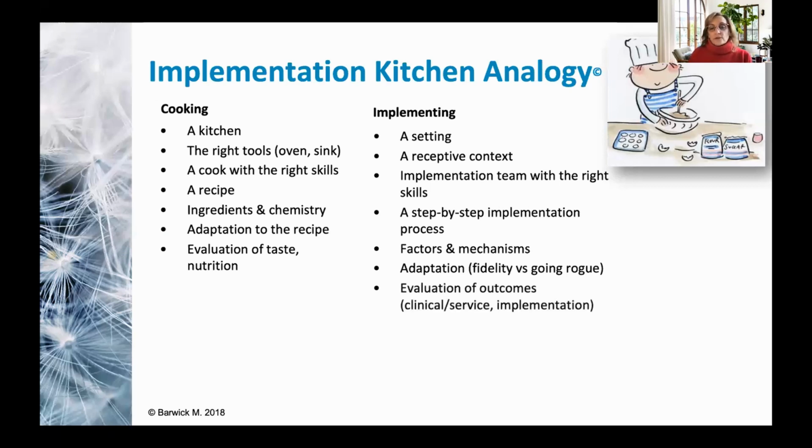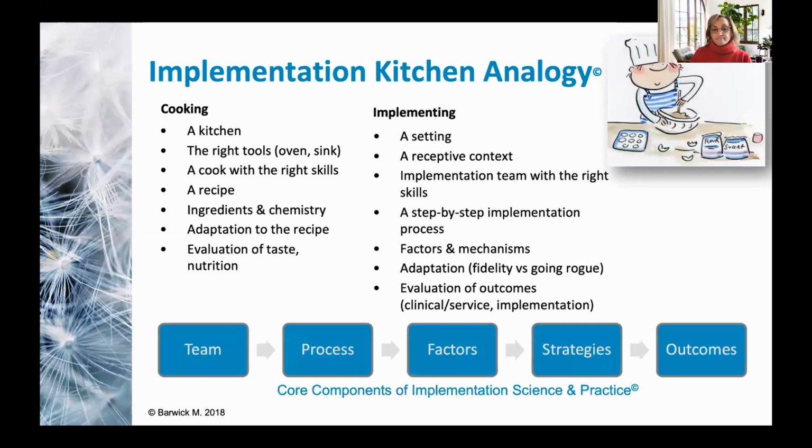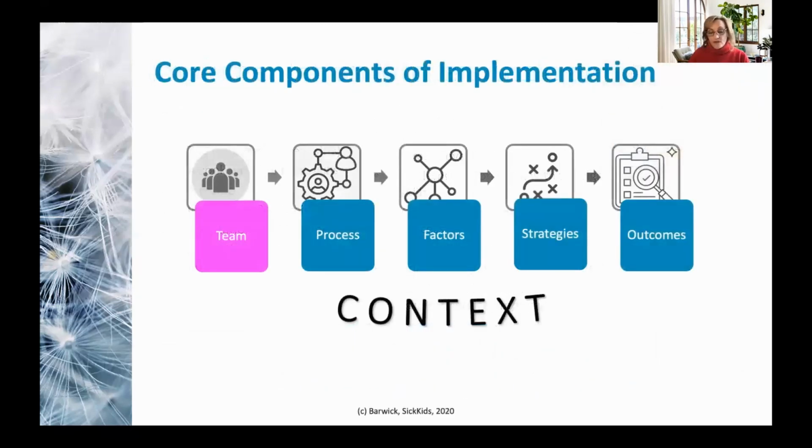And then there's evaluation of outcomes. And when we're talking about interventions and putting them on the ground, we're obviously talking about clinical outcomes. We might be talking about service or system outcomes, but we're also talking about implementation outcomes. So these core components, my core components of implementation science and practice, are these 5 things. And they come pieced together somewhat like a cooking experience. So I'm going to tell you a little bit about each of these core components, just at a high level.